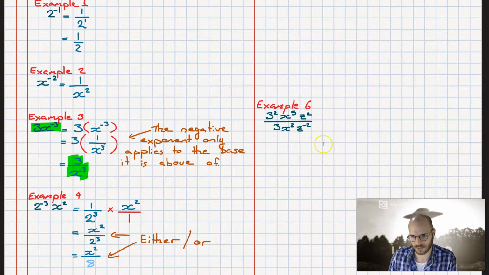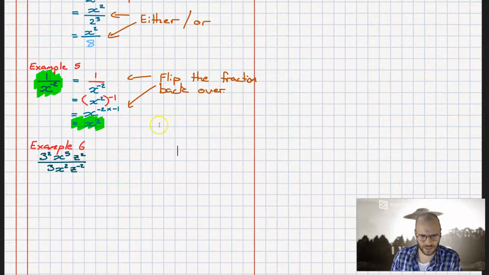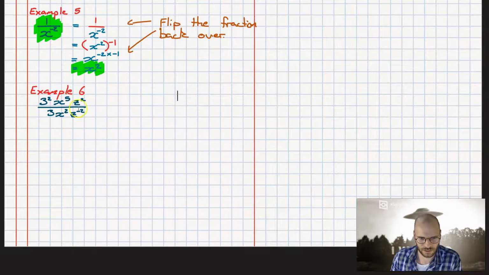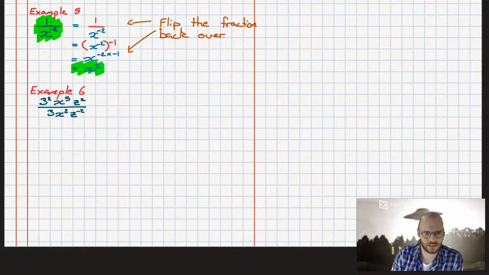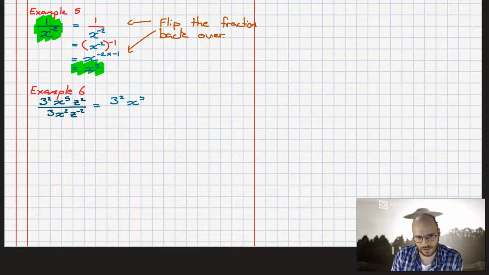Alright, example 6 now. We have 3 squared x to the 5 z squared all over 3 x squared z to the negative 2. So the only negative index we see in this fraction here is the minus 2. However, the interesting thing is we can do what we did with example 5. So a similar step. What we're going to do is we'll write out the numerator all over again. We'll go 3 squared x to the 5 z squared, and we'll put that all over 1.